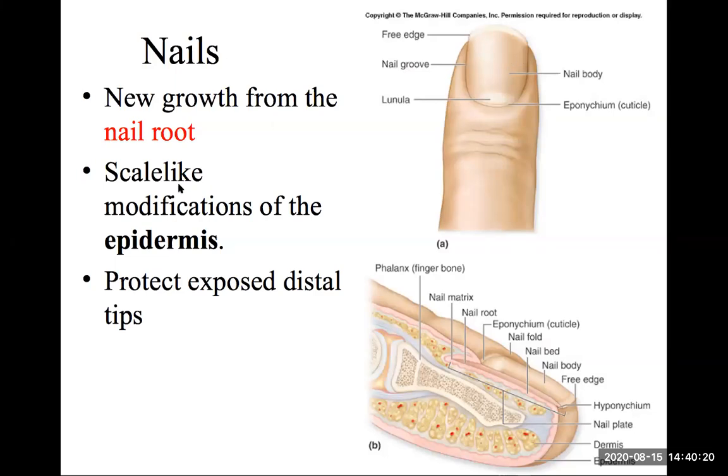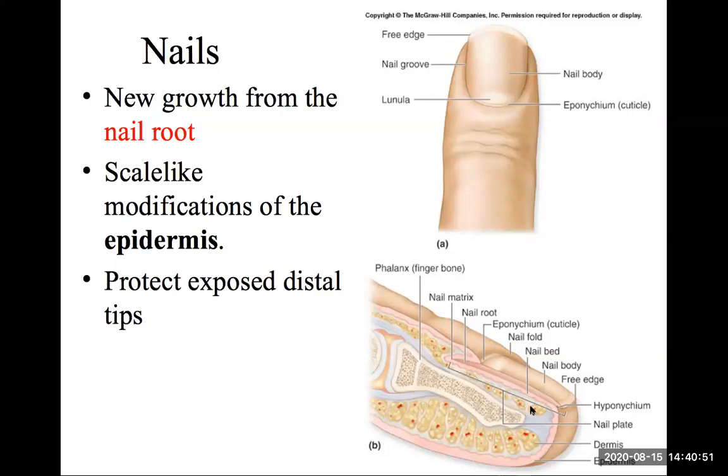Your nails are, again, modified epidermis. And so we have dead cells filled with keratin, just like your hair is made up of dead cells filled with keratin, just as the surface of your skin is made up of dead cells filled with keratin. The living part of the nail is called the nail root. So remember, the hair had the hair bulb, that's where mitosis takes place. The nail has the nail root.